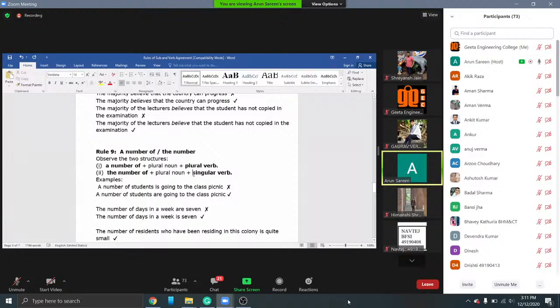This is the point for you to remember. We will see it in these two examples. We will take first a number of. A number of plus plural noun plus plural verb. A number of students is going to the class picnic. But he is saying plural noun, with plural noun, plural verb should be used. So here is wrong. A number of students are going to the class picnic.